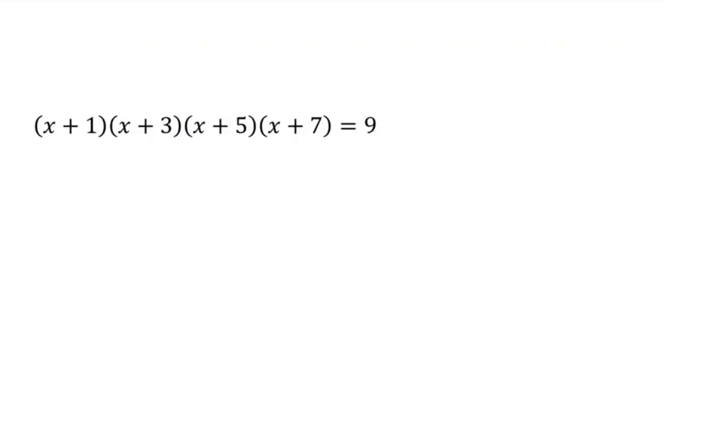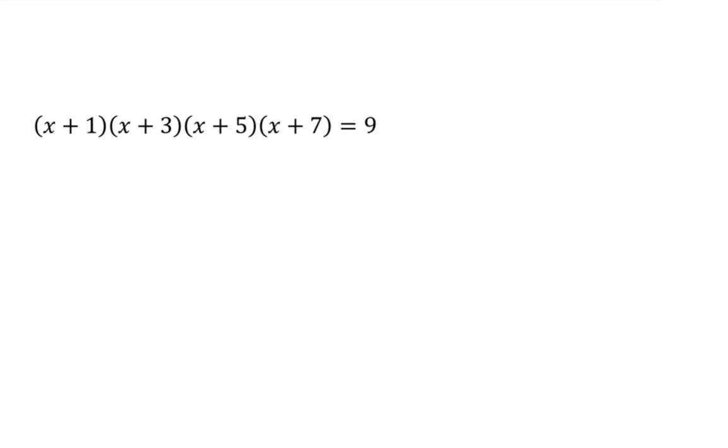In today's video, we'll be solving this problem: (x + 1)(x + 3)(x + 5)(x + 7) = 9. We could expand the four binomials on the left, and that will give us x^4 + 16x^3 + 86x^2 + 176x + 105 = 9. Honestly, this won't be as ideal. So let's see if we can take a different approach to this.